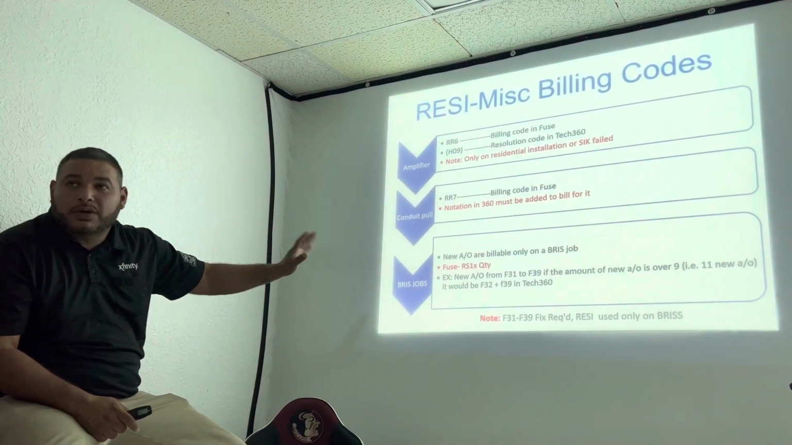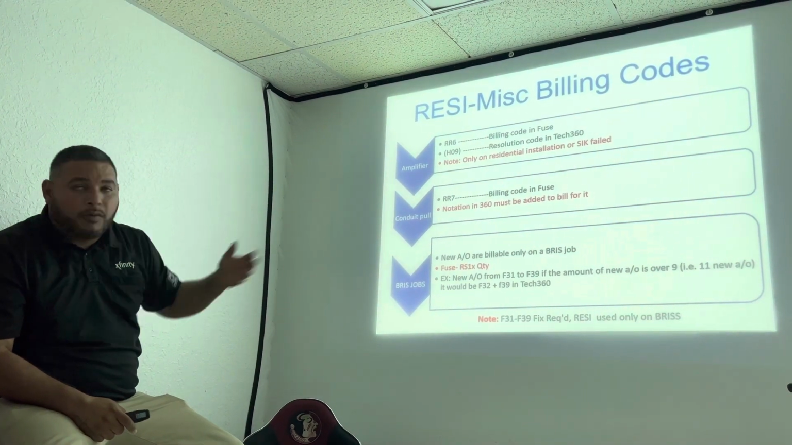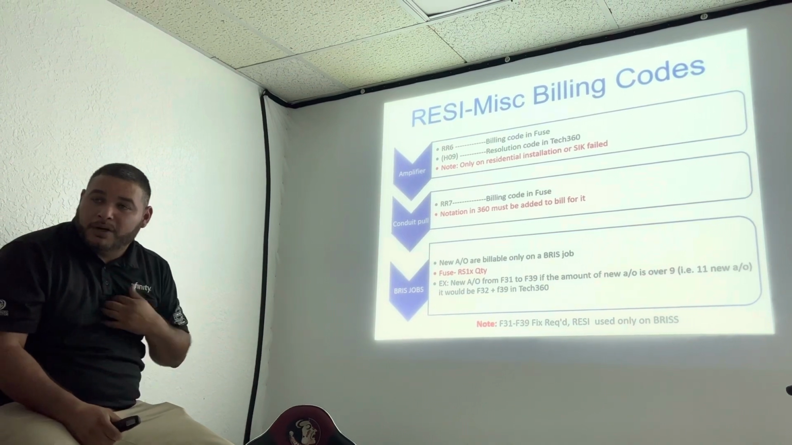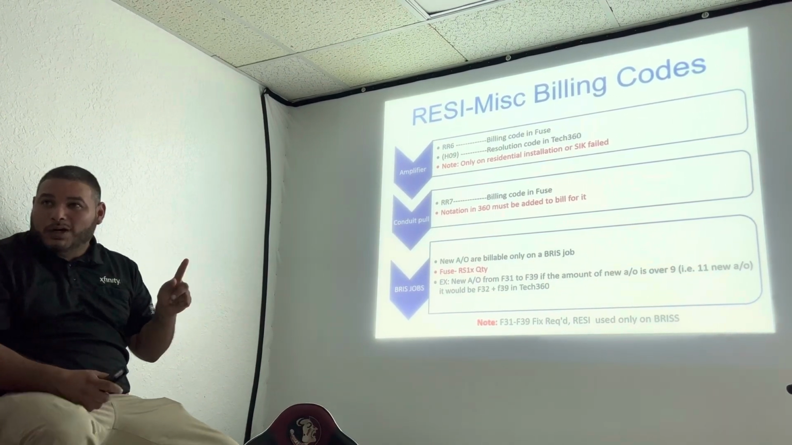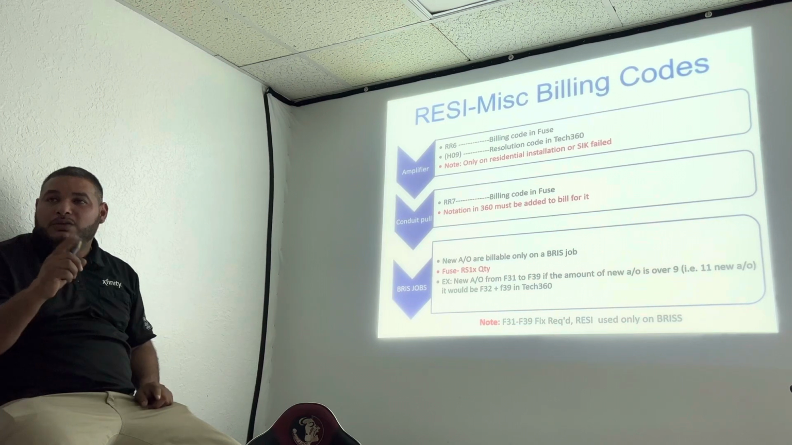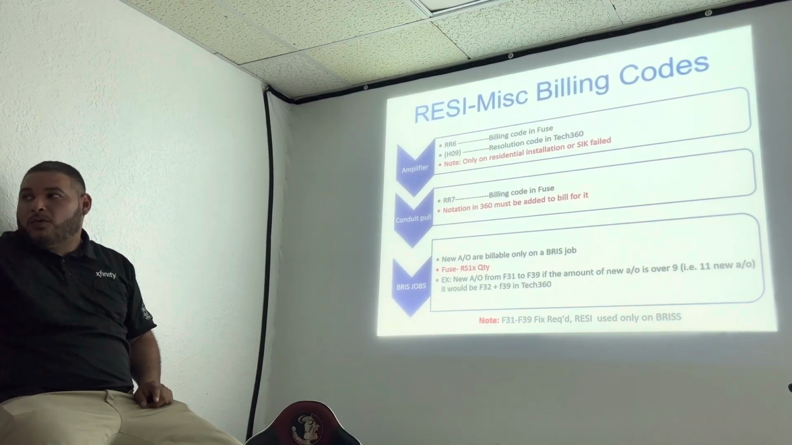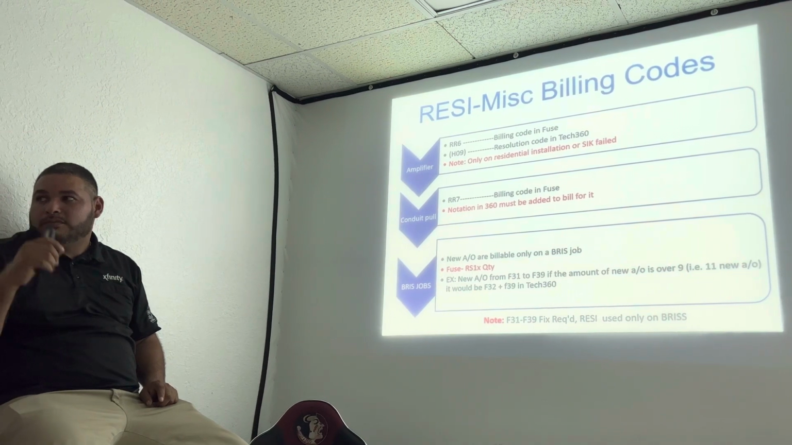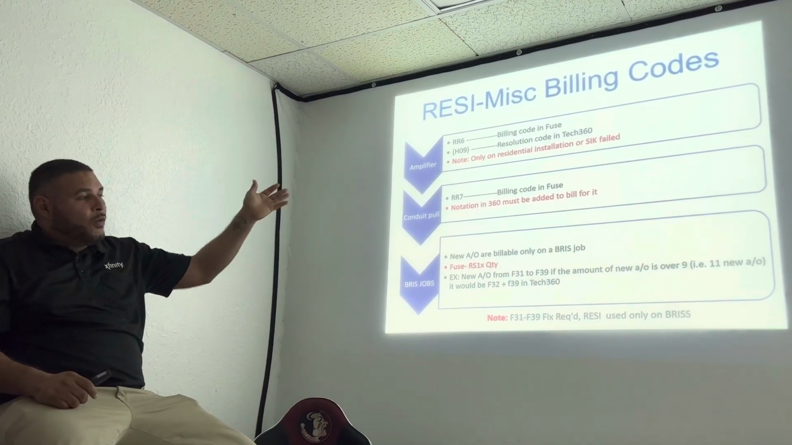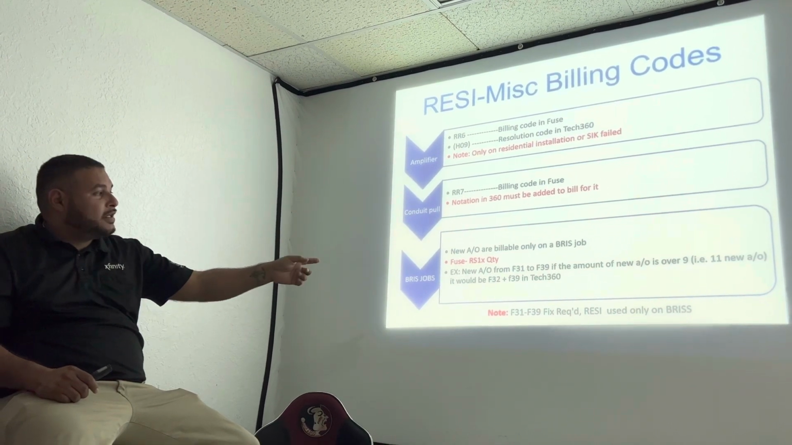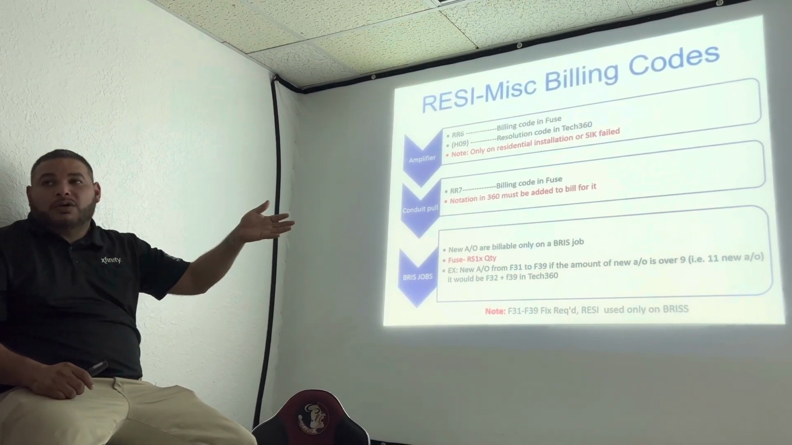So if it's a special request order to change 4 outlets, when I arrive there and do my 4 outlets, when it's time for me to bill that job, I gotta put RS1 in Fuse, because that's the billing code for a new outlet. RS1 times 4, the quantity I did. Now, when you're closing out this work order in Fuse, in Tech 360, you gotta put the quantity of how many you did.